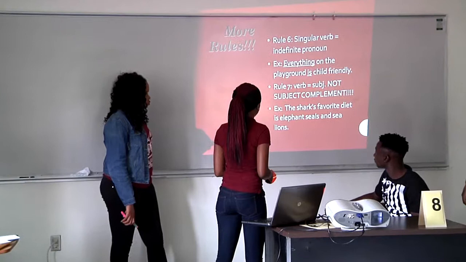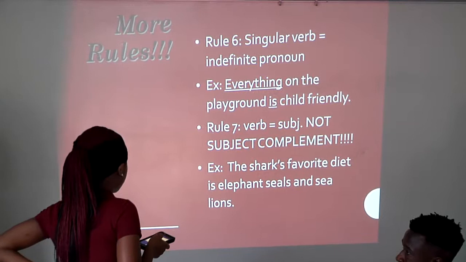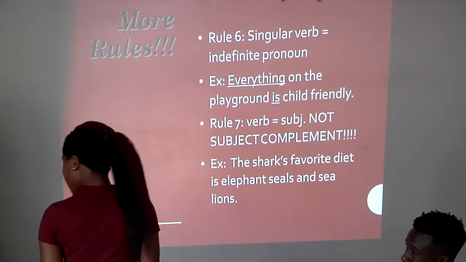Rule seven, use a verb that agrees with the subject rather than a subject complement. Example, the shark's favorite diet is elephant seals and sea lions. So what is the subject here? Diet, and the verb. Okay.